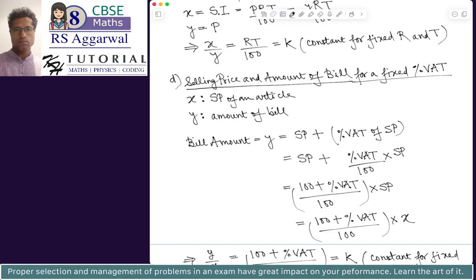So if you consider the quantity X to be the selling price of an article and the quantity Y to be the amount of bill, and also we assume that the VAT percent is fixed.